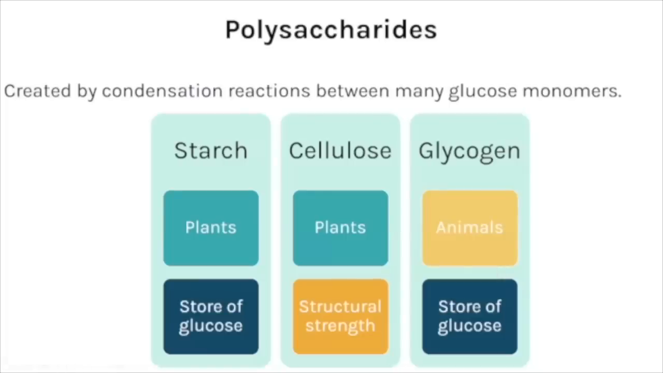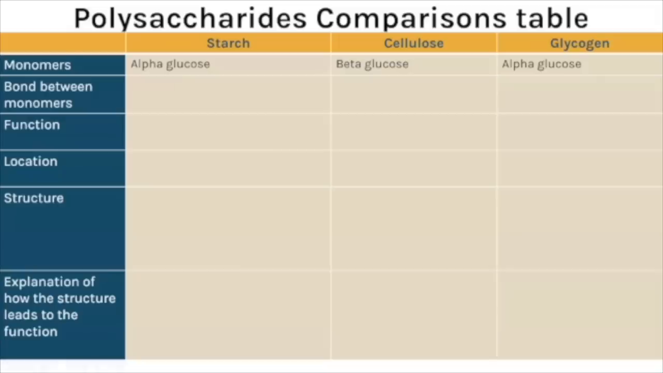Now for the polysaccharides, you need to know the structure and how that links to the function, as well as some general other facts. So here's a very basic summary. Starch and cellulose are both found in plants, but they have different functions. Starch is a store of glucose, so it can provide chemical energy. And the cellulose is also in plants, but the function is structural strength in the cell wall. Glycogen is the only one found in animals, and this is a store of glucose as well, mainly found in the liver and the muscle cells.